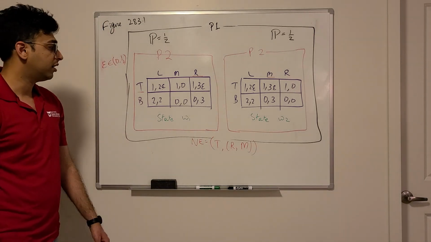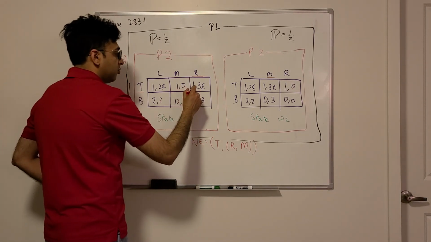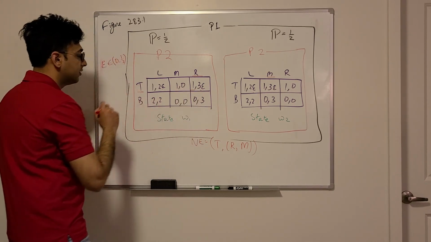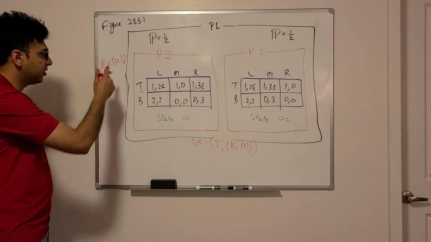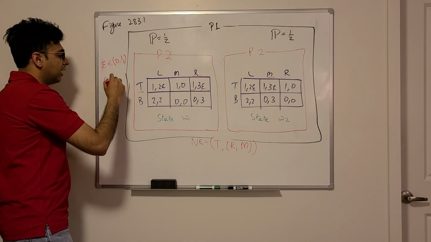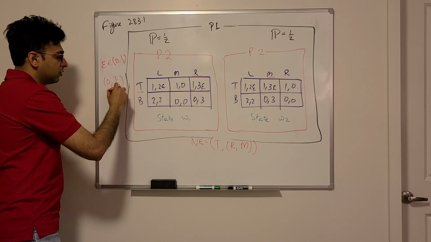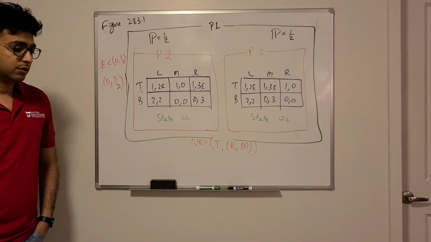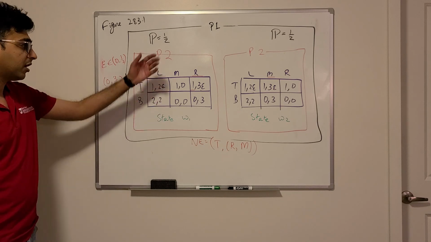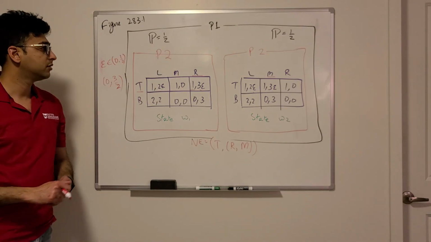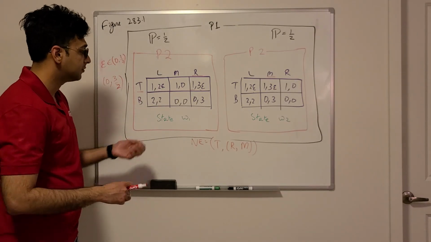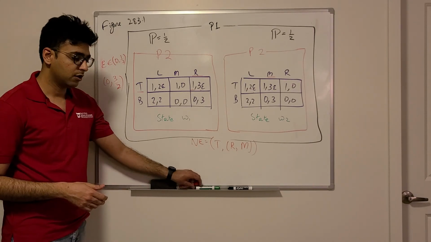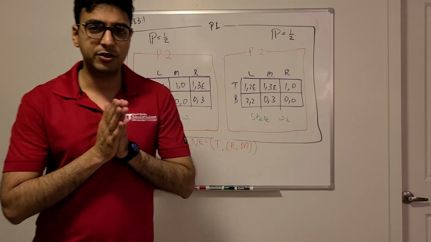And in T, R, M, player 1 gets 1 instead of 2 earlier, and player 2 gets 3 epsilon instead of 2. And 3 epsilon here would be some number between 0 and 3 by 2, which again would be less than 2. So there you have it. You give player 2 more information, and that can actually hurt in this game. Okay, so meet you in the next video.